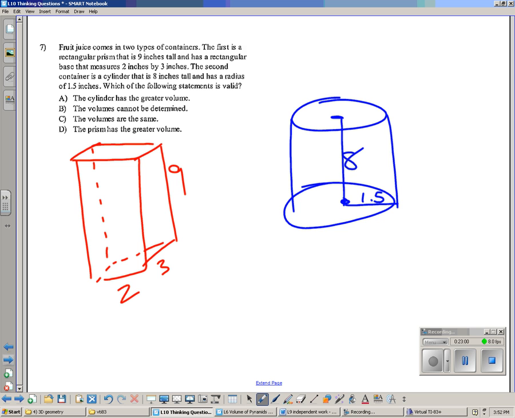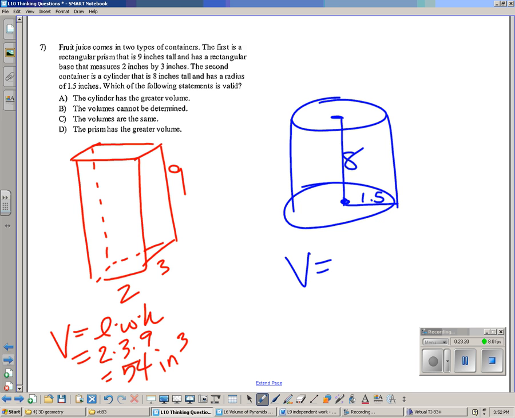It says which of the following statements is valid? And all the statements are talking about the volumes. So let's calculate the volume. The volume of a rectangular prism is length times width times height, which in this case is 2 times 3 times 9, which is 54. Technically inches cubed.